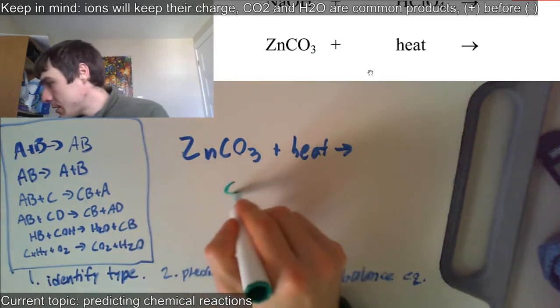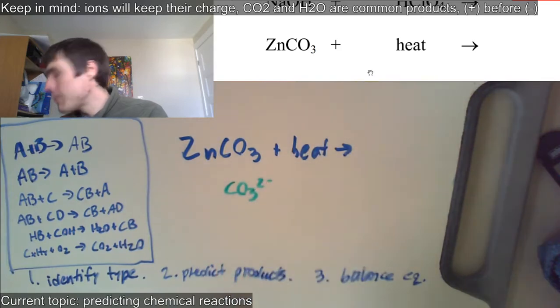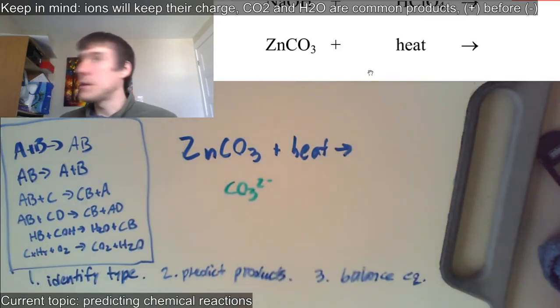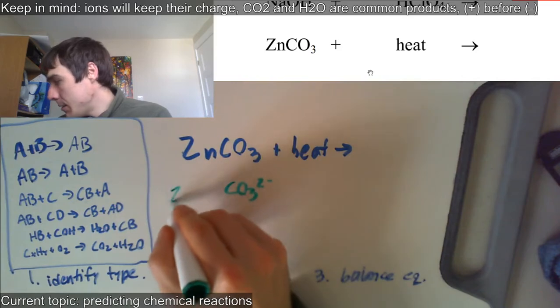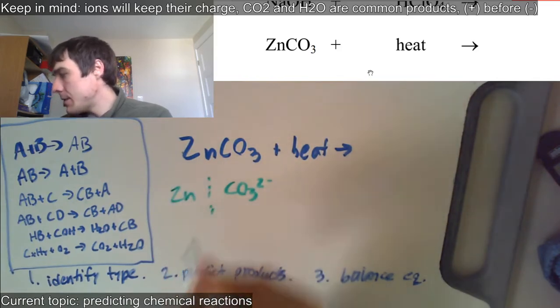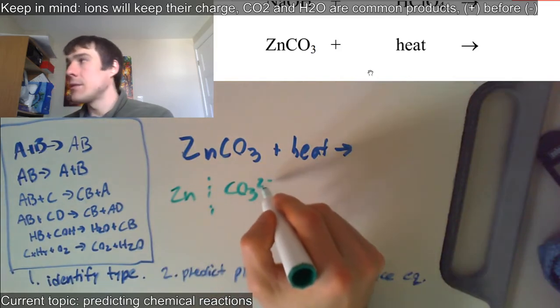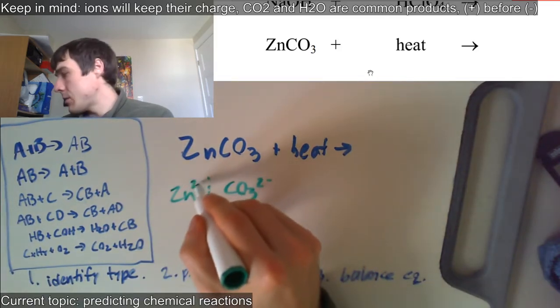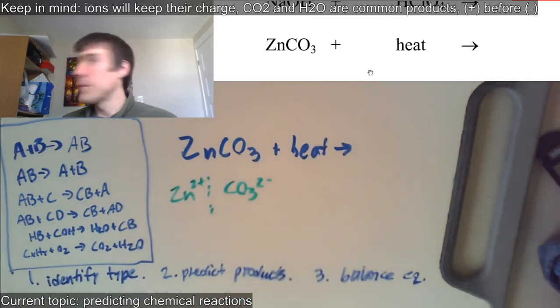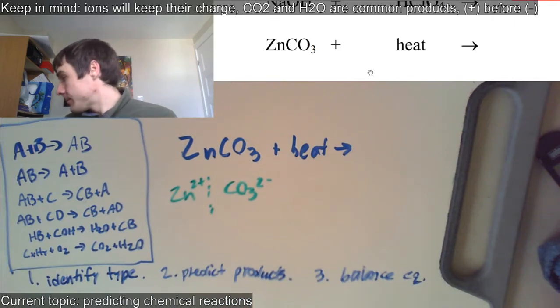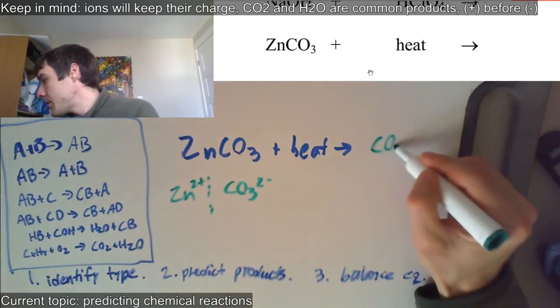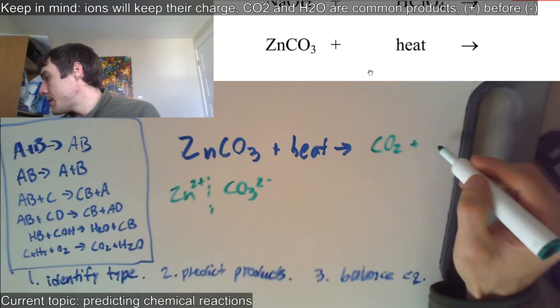So this is CO3. If we look in your ion table, you'll see that it's a 2 minus. That means the zinc, we have to figure out what kind of zinc it is, because there are multiple kinds of zinc. In this case, this is a 2 minus. There's only one of it. So this is a 2 plus, zinc 2 plus. So we know it's going to make CO2, and we're going to make zinc oxide.